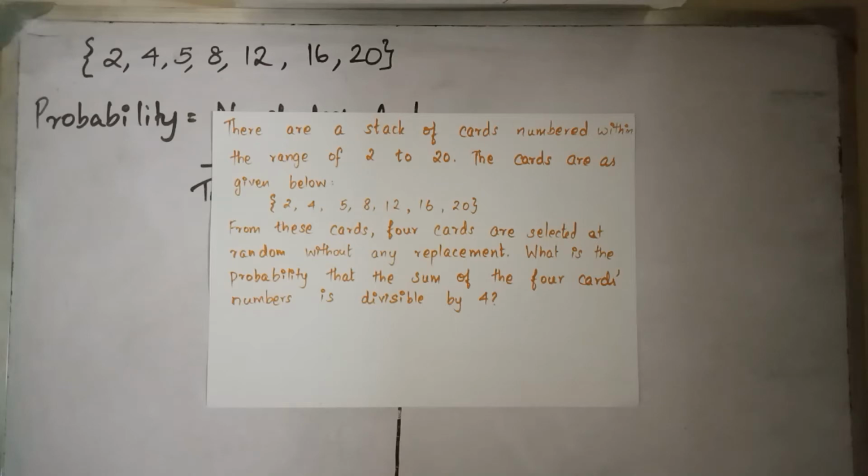In this video, we'll be looking at a critical thinking problem based on probability. Let's look at it. There is a stack of cards numbered within the range of 2 to 20. The cards are as given below: 2, 4, 5, 8, 12, 16 and 20. From these cards, 4 cards are selected at random without any replacement. What is the probability that the sum of the 4 card numbers is divisible by 4?